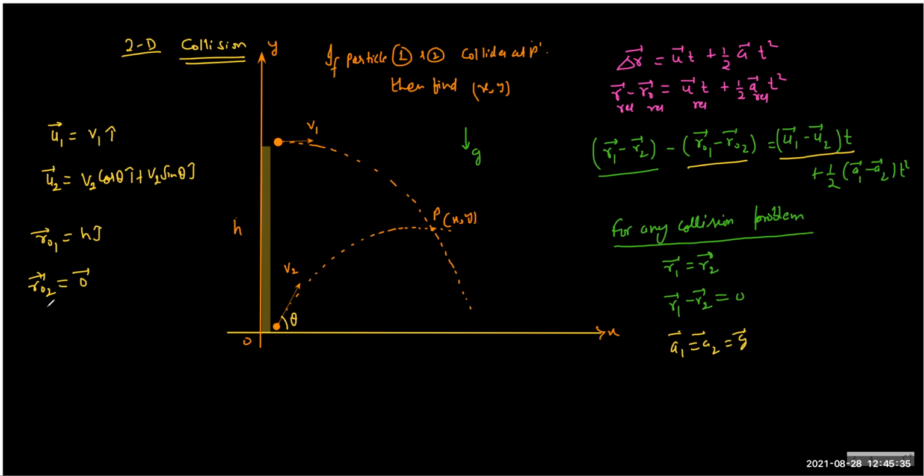Because we know everything, what is the next step? Just substitute and compare the coefficients of i cap and j cap on both sides of the equal sign. We get a set of equations which you need to solve. Can you go ahead from here and tell me the answer? What is the time after which they will collide? This expression will give you the t at which they will collide. Solve it and tell me the answer.